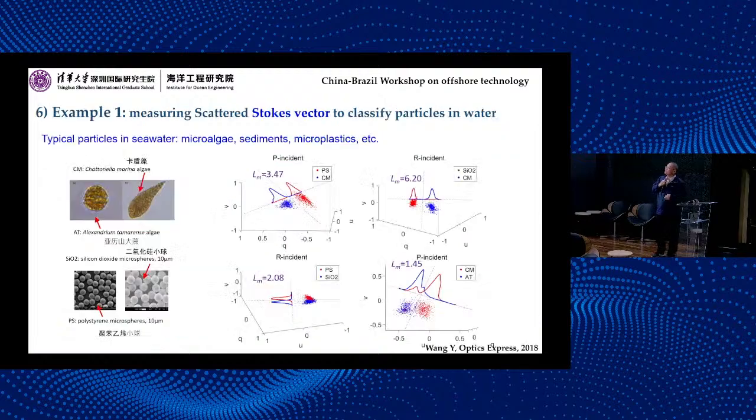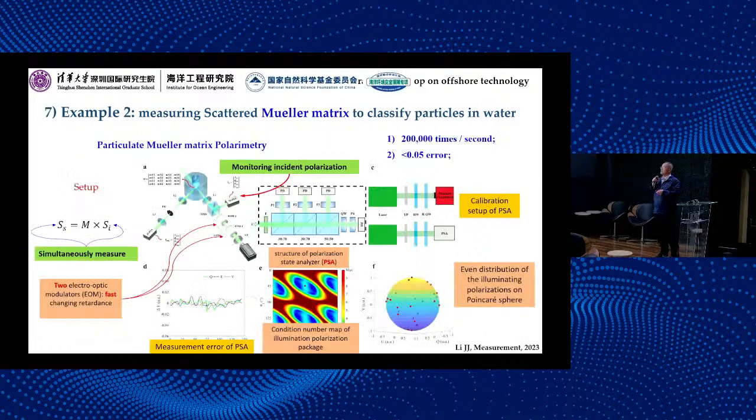Here I give you two examples. The first example is that we measure the scattered Stokes vector, and it carries the information of the particle. It is very useful. We can use the Stokes vector to discriminate different kinds of particles, including microalgae, sediment and microplastics.